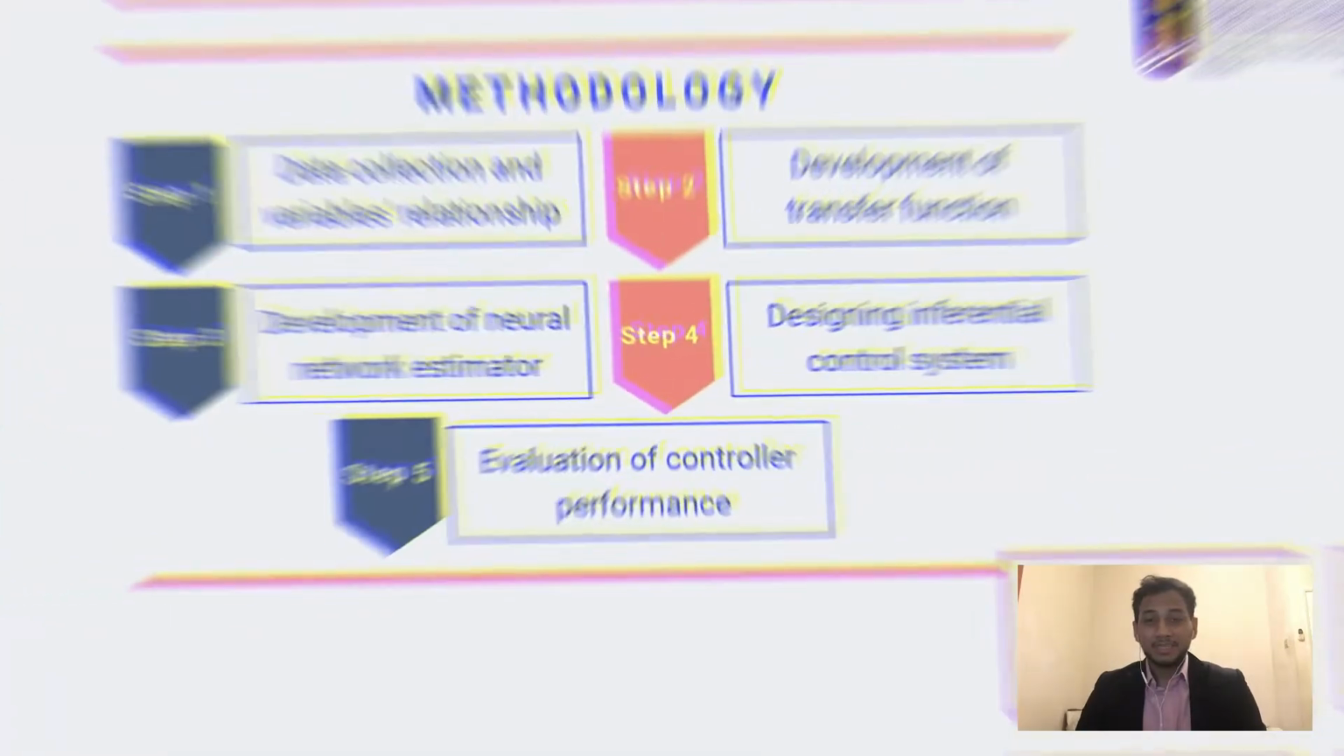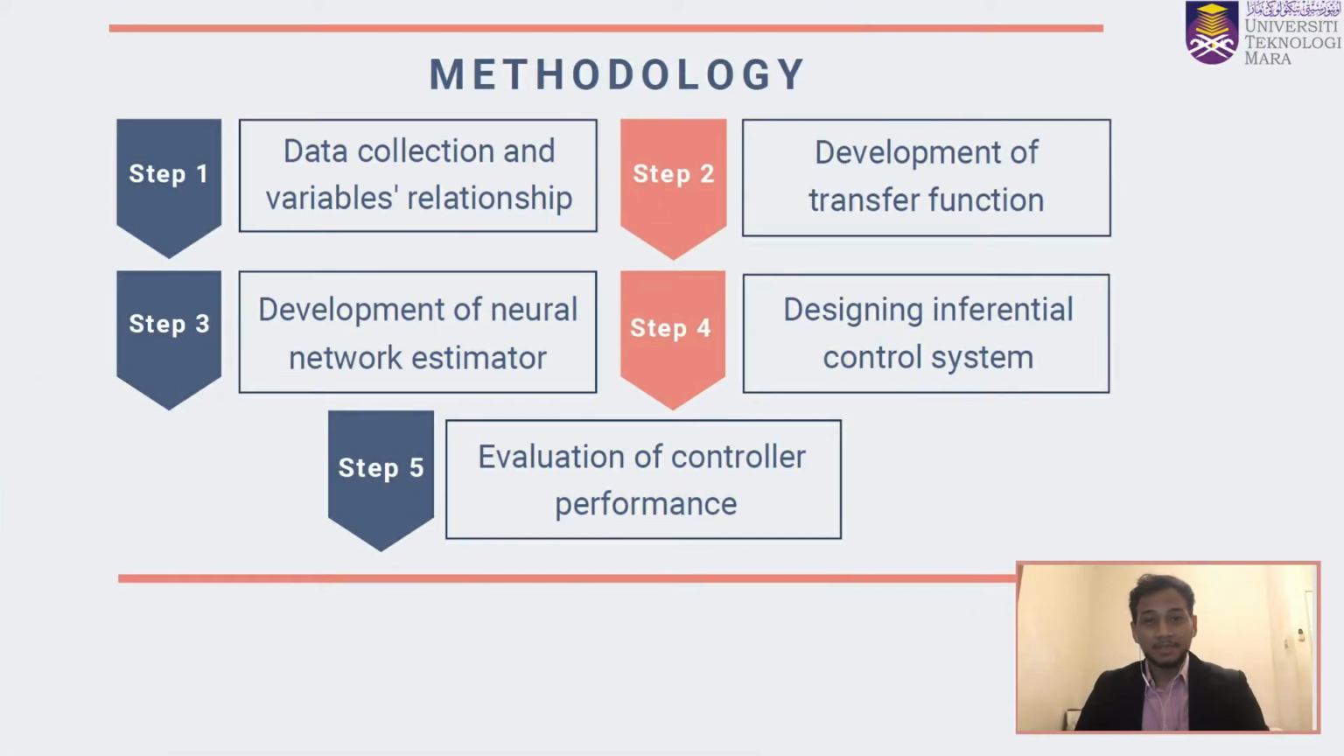In the methodology of this study, there are 5 main steps. Step 1 is data collection as well as determining variables relationship. Data collection was done to collect all the data necessary to perform the modeling for transfer functions as well as neural network estimators. Variables relationship must be determined through literature reviews because we need to see which variables of the distillation column are the most impactful and can be considered as the secondary measurement for the inferential control system.